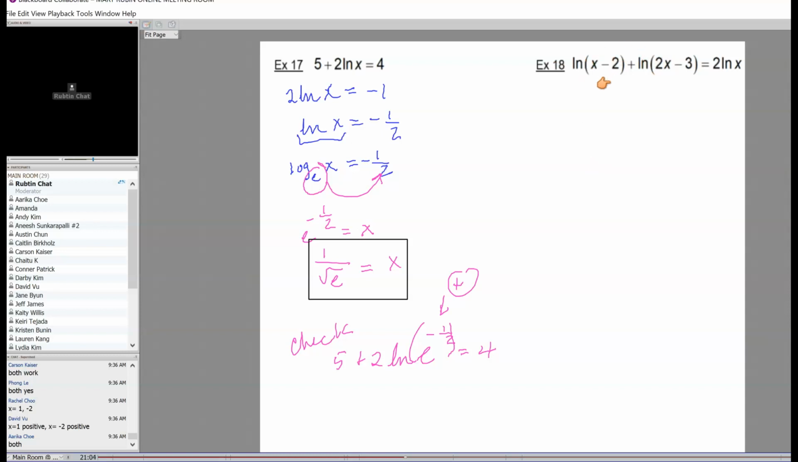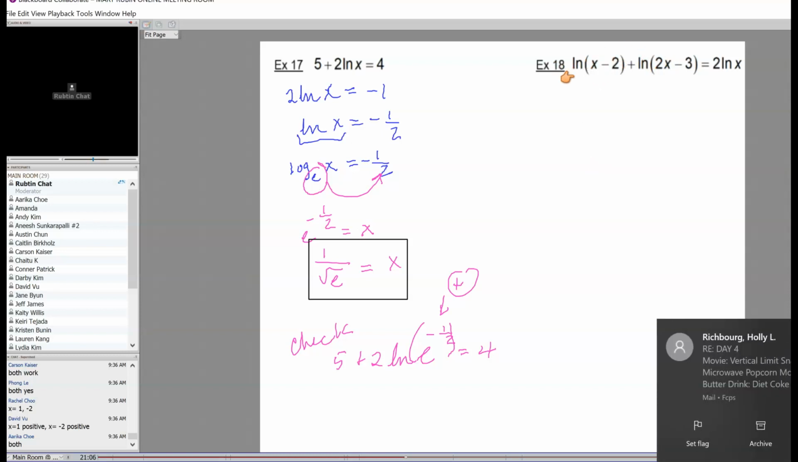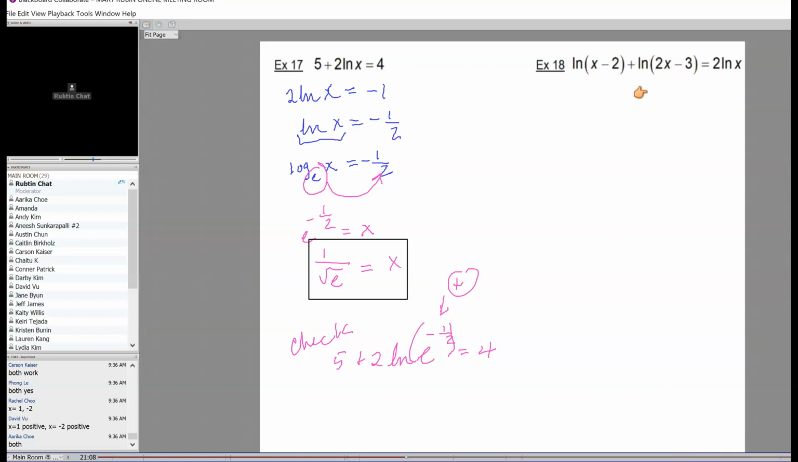So you've already told me that if I have two things added, then I can put this, because remember, I can't have logs all spread out like this, but I can have logs on both sides. So this is the second type of problem that is on that page. So I'm going to put these guys together using multiplication. So ln x minus 2, 2x minus 3 is 2 ln x.